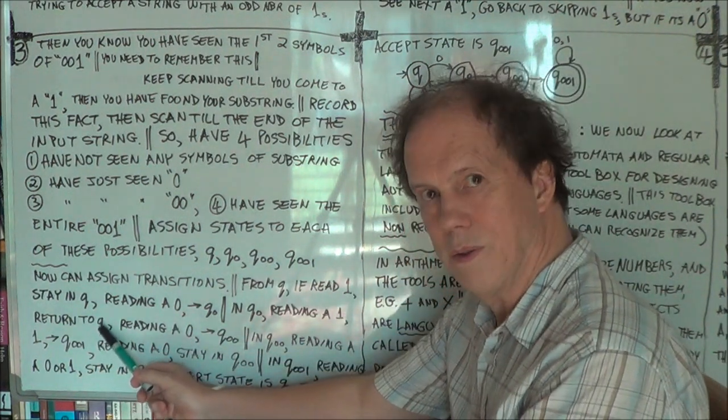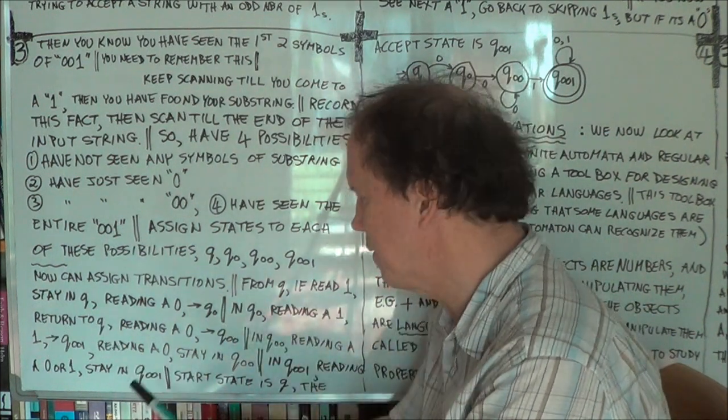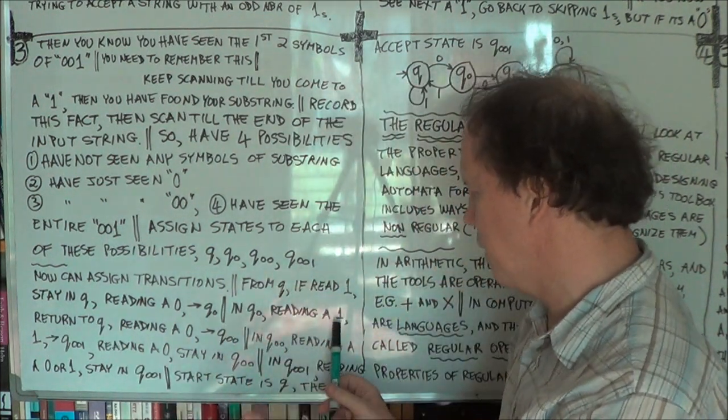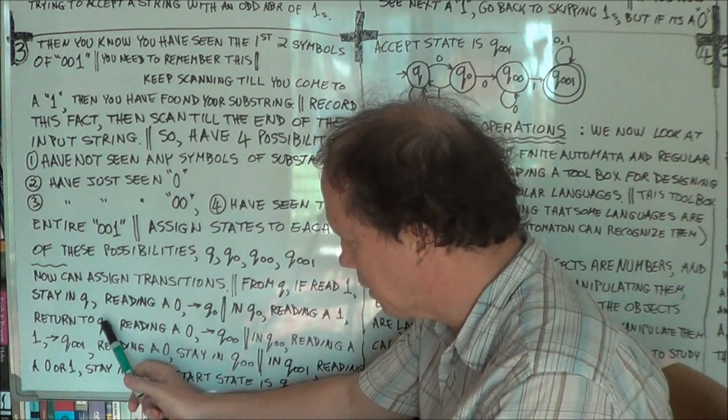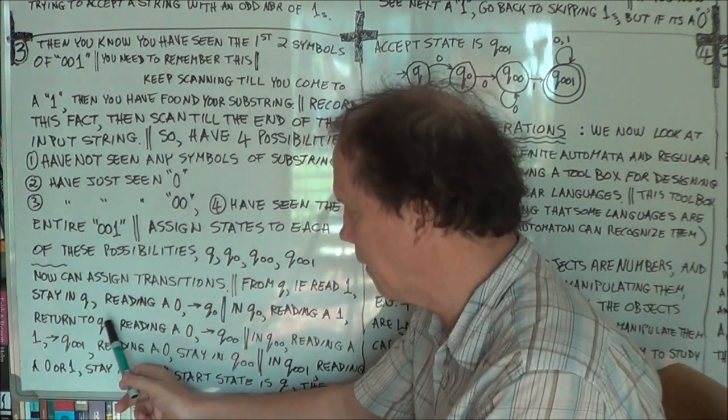Go back to Q, in other words, because you might have a series of 1s. So if you're in Q0 and you read a 1, if your next symbol is a 1, then go back to Q, like the start state.